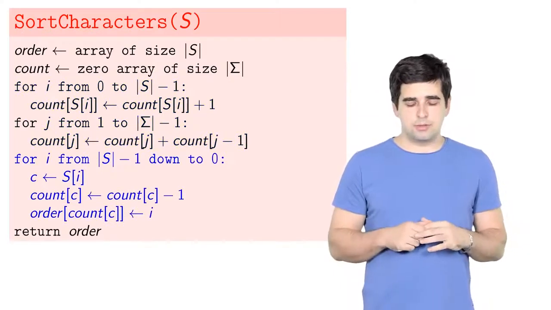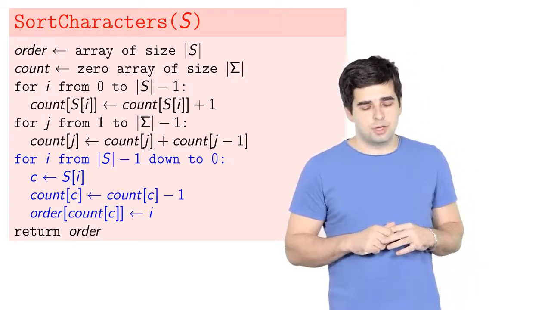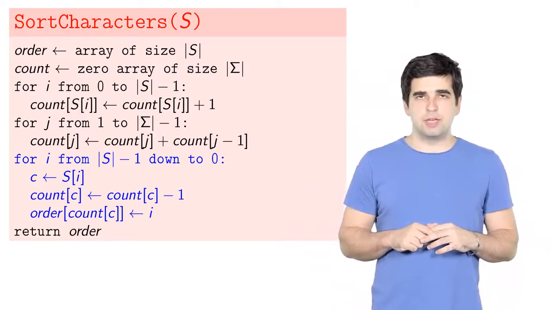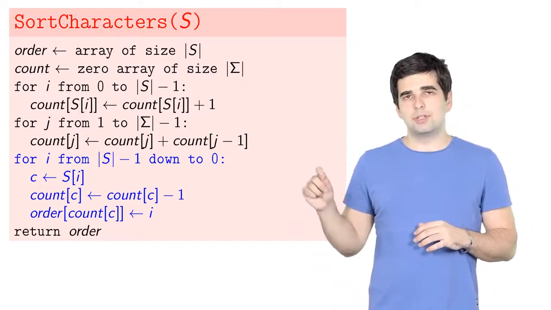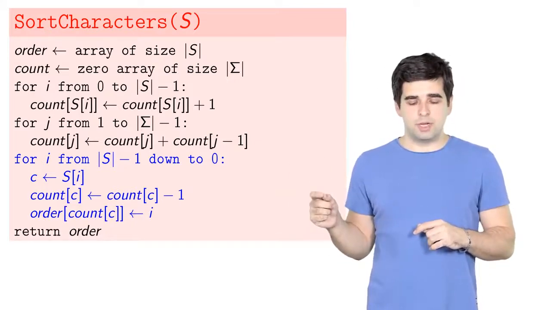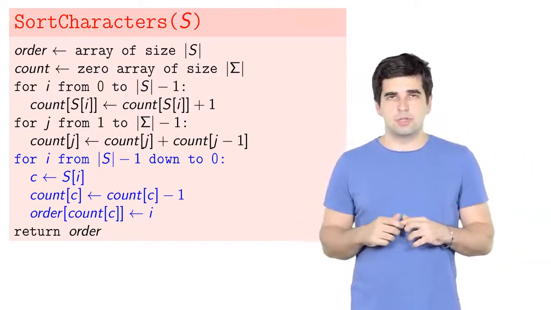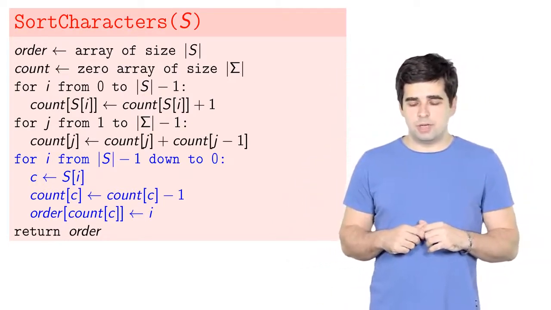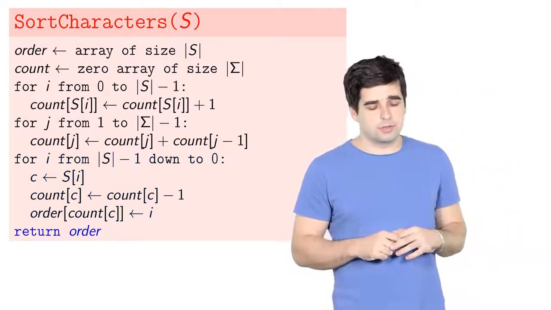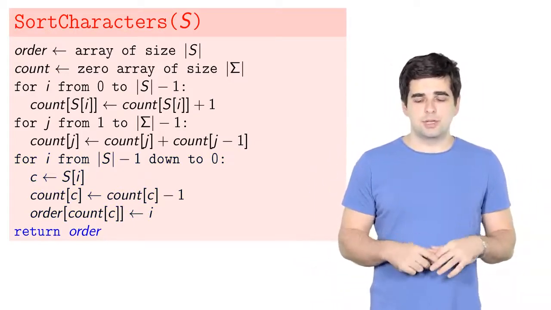And then in the end, we go from right to left in our string S. We look at the character, and we know that the partial sums array contains the position after the position where this character should be in the order. So we decrease the counter by 1, and we save our character position in the corresponding cell of the array order. And in the end, we just return the order of the characters. So this is just an implementation of the counting sort as applied to the characters of string S.